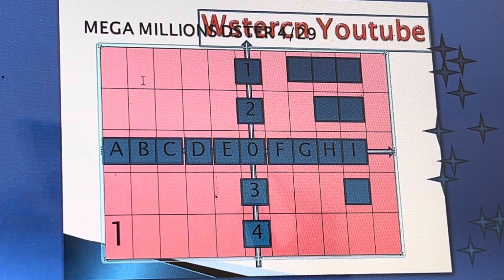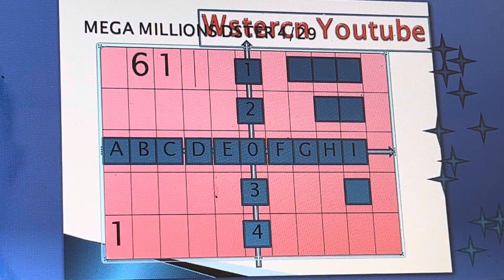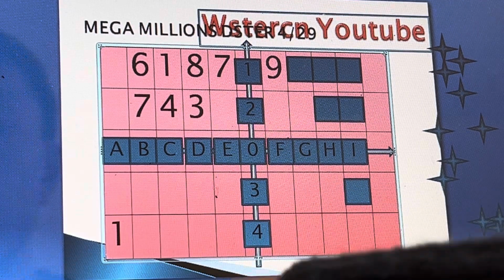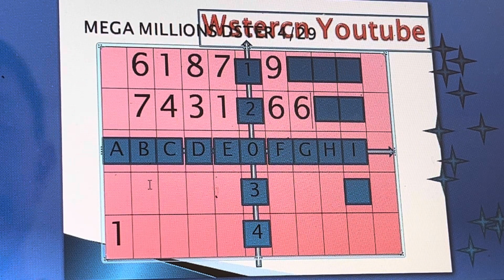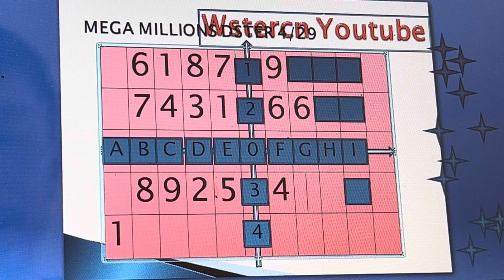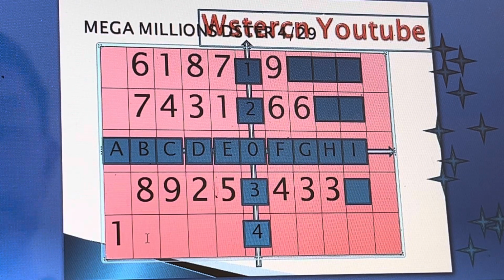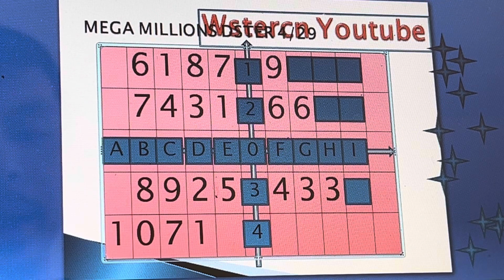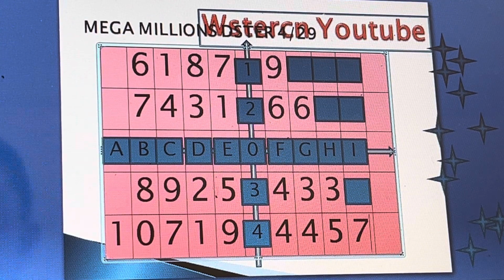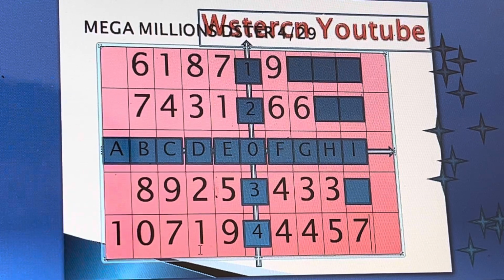So the Dster was formatted from the codecer numbers 861879. Using the X and Y axis, 7, 4, 3, 1, 6, 6. Now then I have 8, 9, 2, 5, 4, 3, 3. And I have 1, 0, 7, 1, 9, 4, 4, 5, 7. So using the codecer numbers, I generate a Dster grid, and the Dster grid says you must have those three codecer numbers in your matrix.